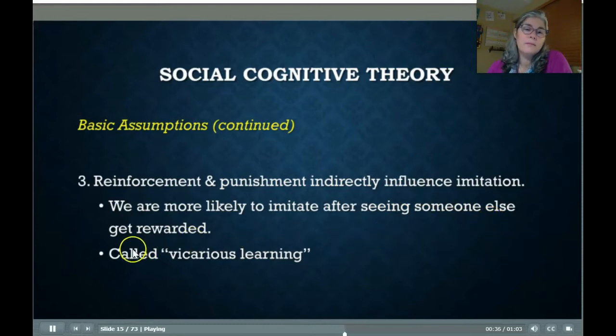That's the difference. So we are more likely to imitate someone if we see them get rewarded, and we're less likely if we see them get punished. The reason the word is indirect is because I myself don't have to get rewarded or punished. I only have to see it happen to someone else. This is called vicarious learning. That's the specific term to explain what this phenomena is.